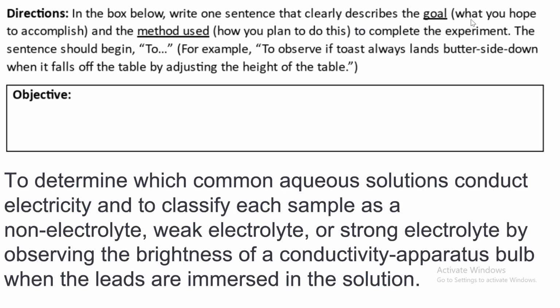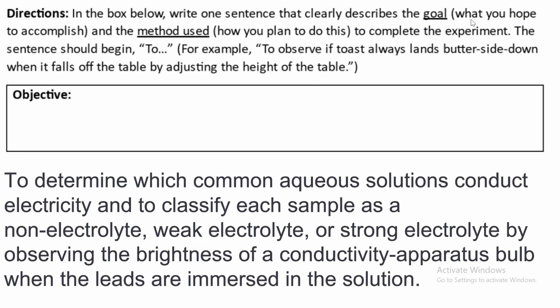The directions for this lab are that in the box below we are going to write a sentence that clearly describes the goal of the experiment. So the objective for today's experiment is to determine which common aqueous solutions conduct electricity and to classify each sample as a non-electrolyte, weak electrolyte, or strong electrolyte by observing the brightness of a conductivity apparatus bulb when the leads are immersed in the solution.